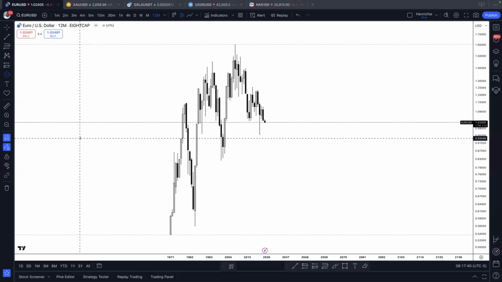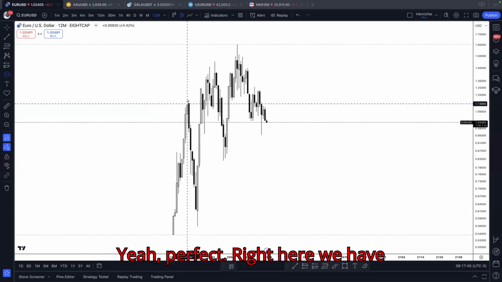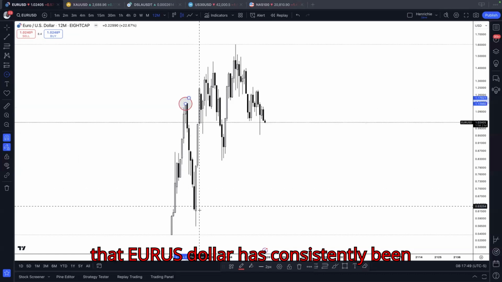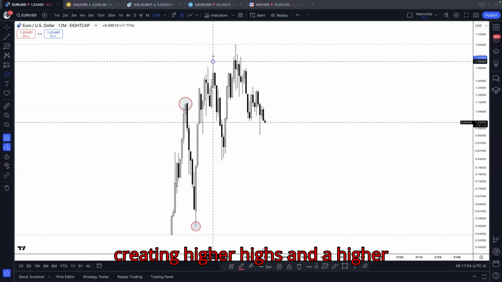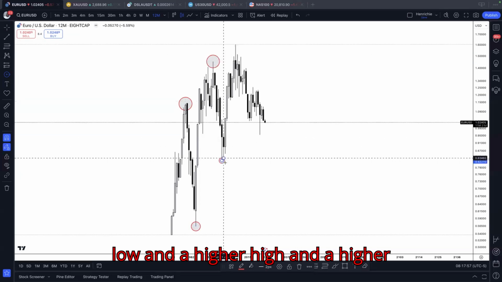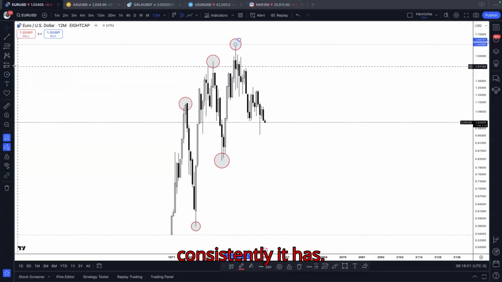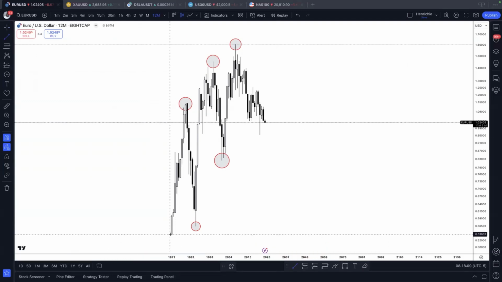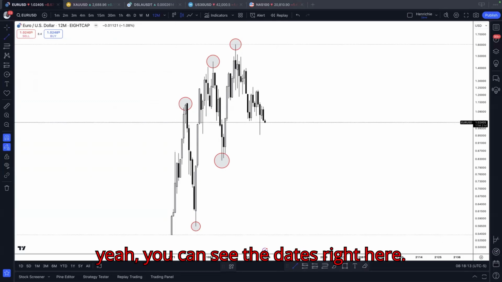An example, right here we have Euro US dollar. You can see my screen, right? Perfect. Right here you can see that Euro US dollar has consistently been creating higher highs and a higher low, and a higher high and a higher low, and a higher high. Consistently. It has, and this is from 1971. You can see the date right here.